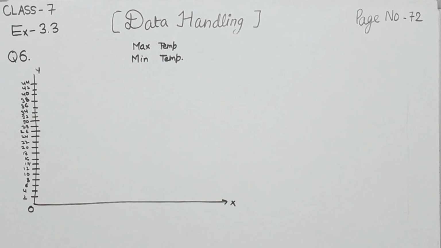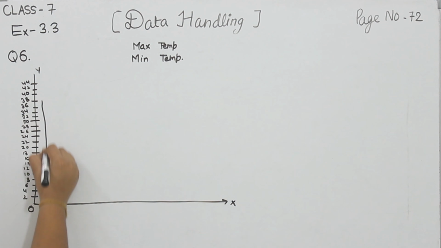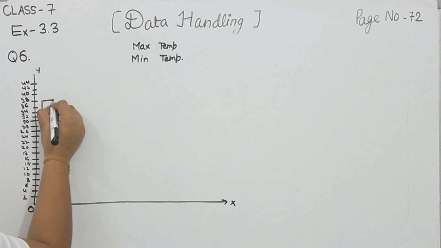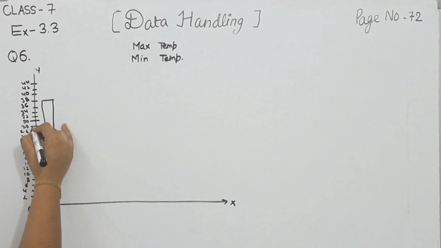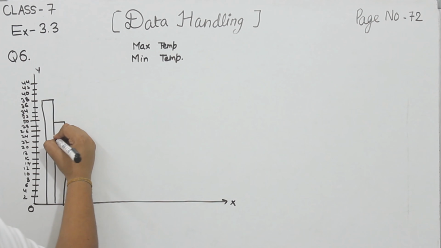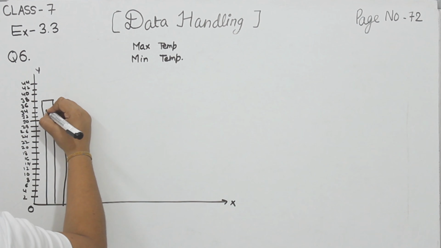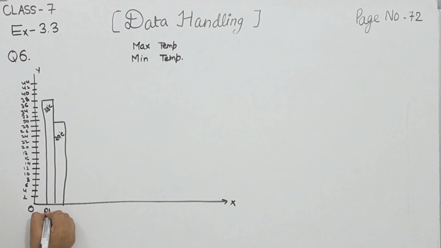The maximum temperature is 38 and the minimum is 29. So this one is the 38, the maximum temperature of Ahmedabad, and the minimum is 29. So this one is the 28 and the middle of this one is the 29. So this is 29 degrees Celsius and this is 38 degrees Celsius. This is the temperature of Ahmedabad. Now come to Amritsar.